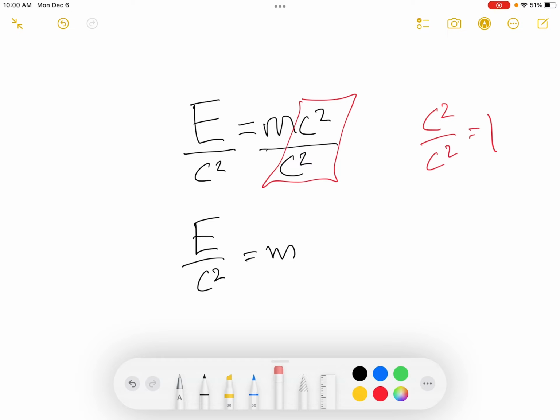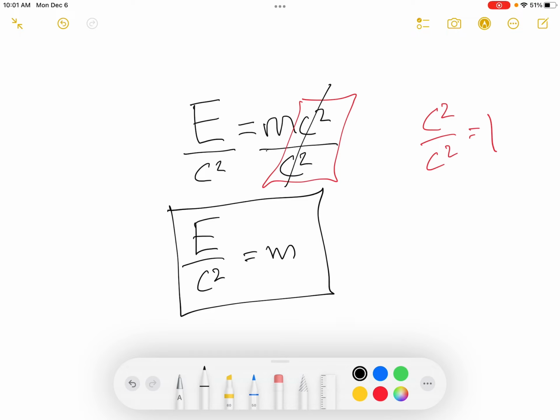So e divided by c squared is equal to m. It's as though these two c squares just annihilated each other. It's as though they just kind of canceled out. What we know is that they turn to 1, and 1 times m is just m, but they've effectively canceled each other out. And so this here is our nice little formula for finding mass.